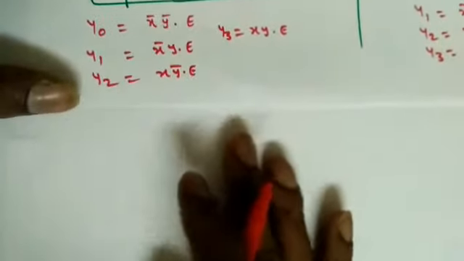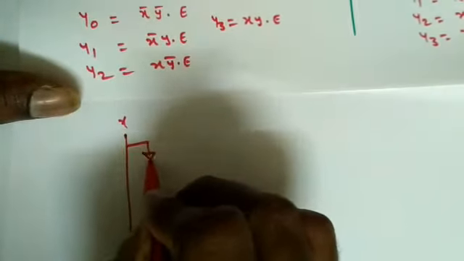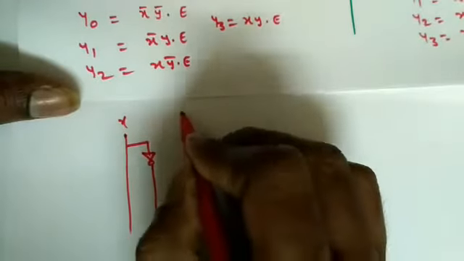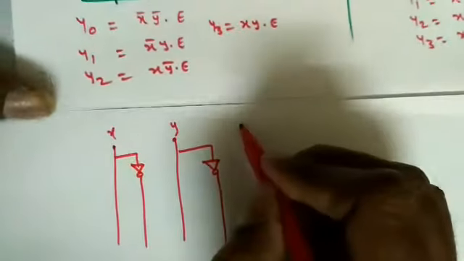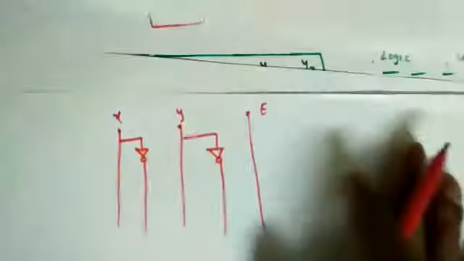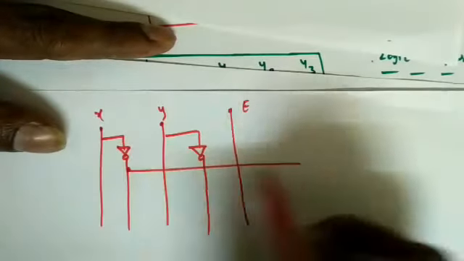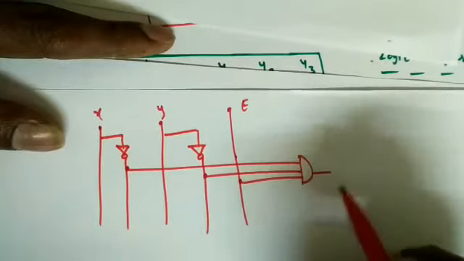So y0 is equal to, so what I do is I will make this x and this complement, x bar, this is y and this is y bar. So what is the first case? And there should be some e. So this is the enable input. Now x bar y bar into e. So first one is x bar y bar into e. So this is the AND gate.